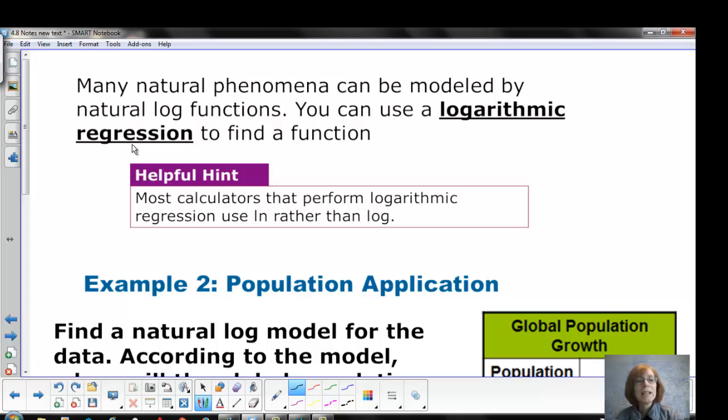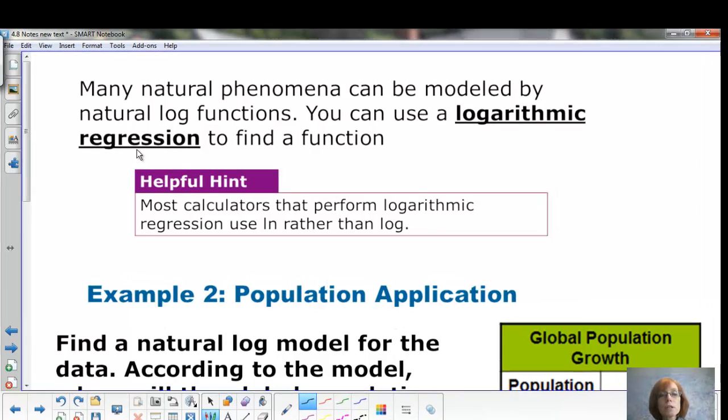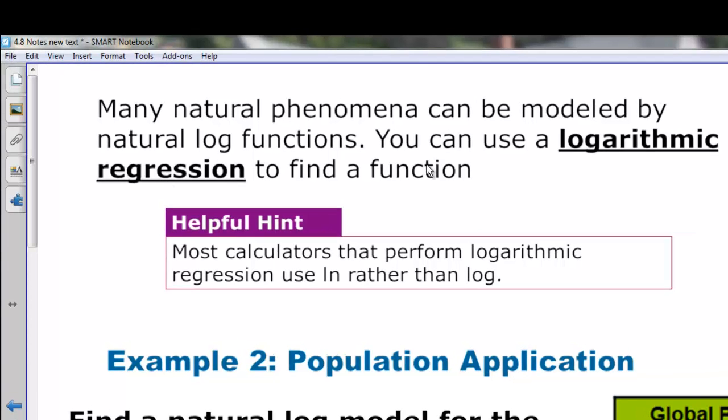Okay, so many natural phenomena can be modeled by natural log functions. You can use a logarithmic regression to find a function. So this time we're going to be using logarithmic regression, not exponential regression. Helpful hint: most calculators that perform logarithmic regression will use ln instead of log. Remember, ln is log to the base e.